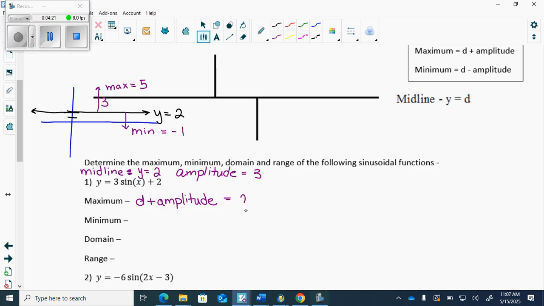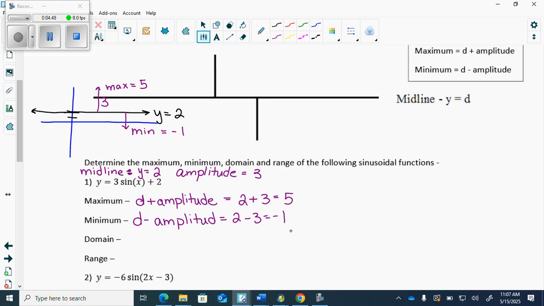So we're going to get 2 plus 3, which is 5. And then this is d minus amplitude, which is 2 minus 3, which is -1. True? And it's not because we're memorizing the word damp. It's because we understand that we start at the midline and add that amplitude to get to the max. Start at the midline, subtract that amplitude to get to the min. Right? The more we understand, the better we will be at mathematics.